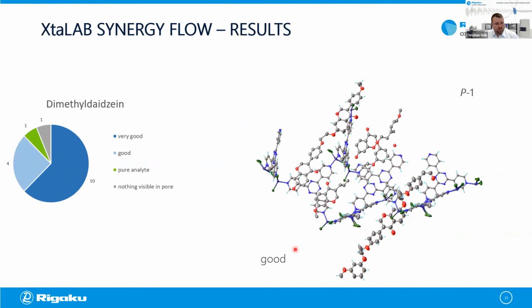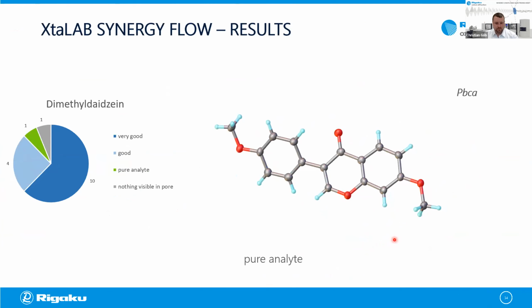You can also have a good type of soaking where the symmetry of the crystal is broken, and you have to deal with many individual molecules because the soaking was not so uniform. It's still a good result. You see your analyte molecule, but it's a little more tough to work on.